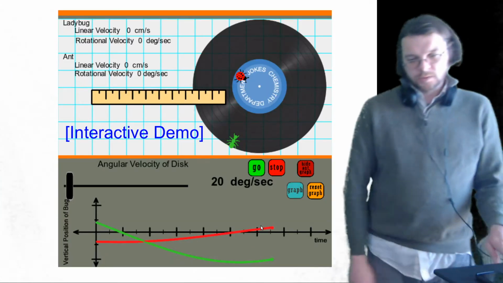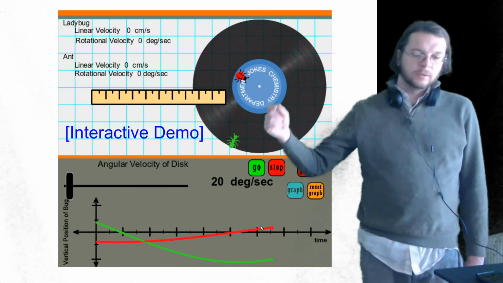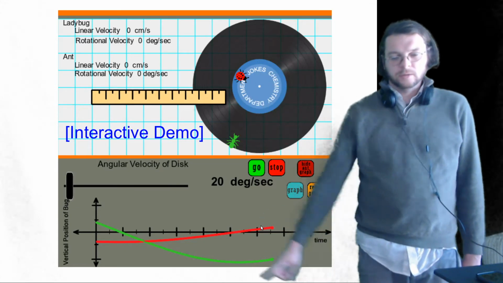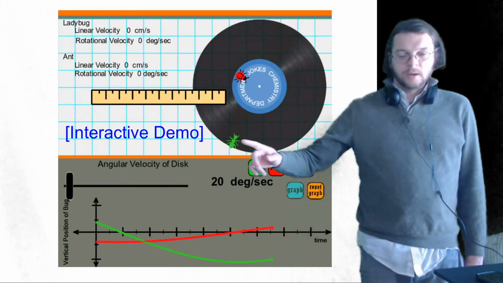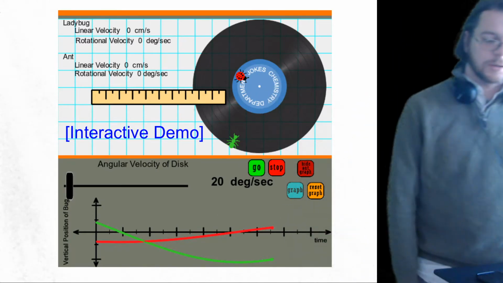Okay, the next few slides are based on this sort of silly demo, which has a record player that's spinning around, and we're speeding it up and slowing it down and plotting the position of either an ant or a ladybug, so you can feel free to play around with that.